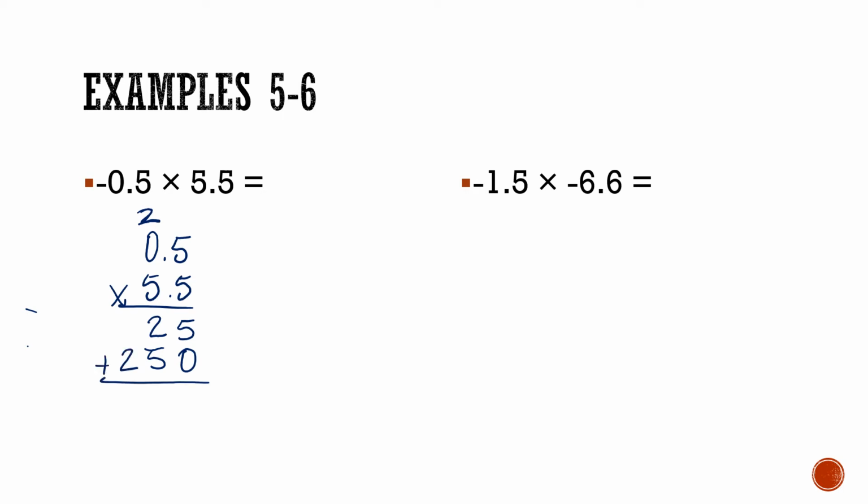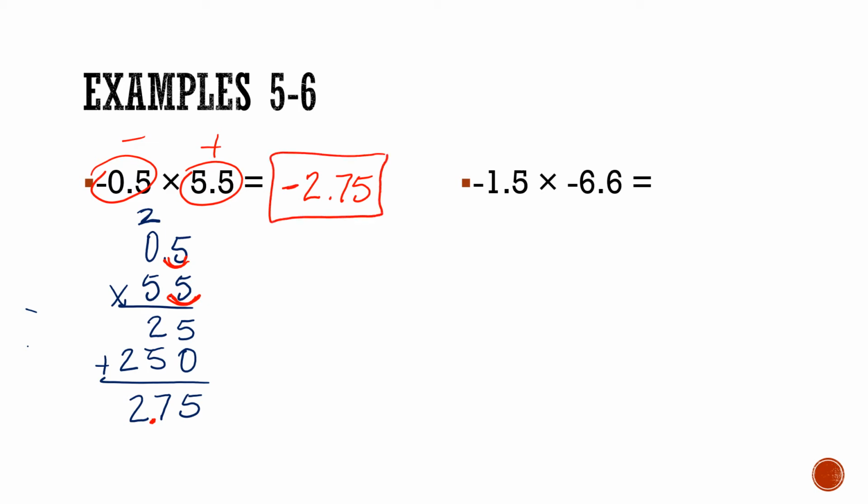5 times 0 is 0, plus that 2 we carried is 2. We will add those up. 5 and 0 is 5. 5 and 2 is 7, and then 2. Don't forget to check and see where your decimal is going to go. So we had 1 decimal place here and 1 decimal place here for a total of 2. So that gives us 2.75. We had a negative number being multiplied by a positive number, so that's not matching socks, which gives us a negative product.